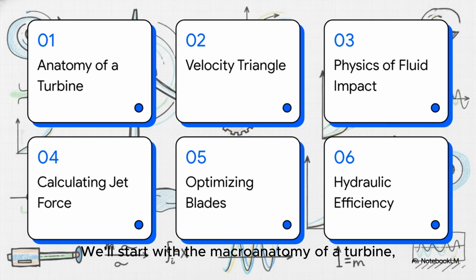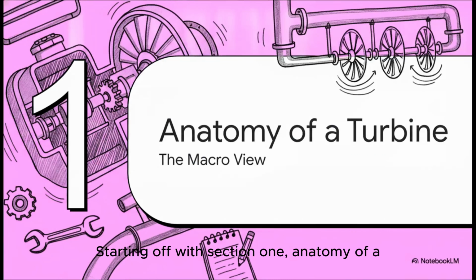Okay, here's our game plan for today. We'll start with the macro anatomy of a turbine, unpack the velocity triangle, look at the physics of fluid impact, calculate the jet force, optimize our blade curvature, and finally, bring it all together to maximize hydraulic efficiency. Let's dive in. Starting off with Section 1, Anatomy of a Turbine, the macro view.